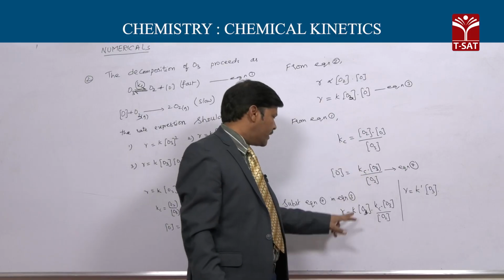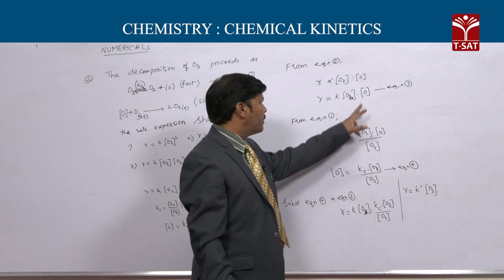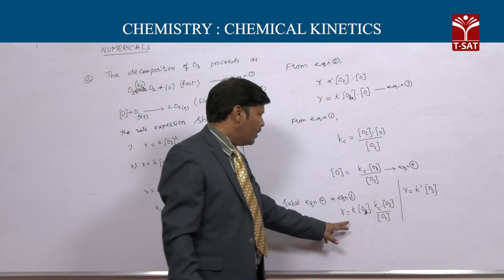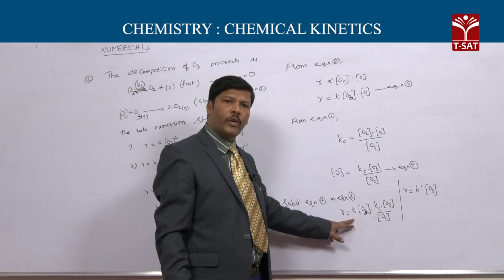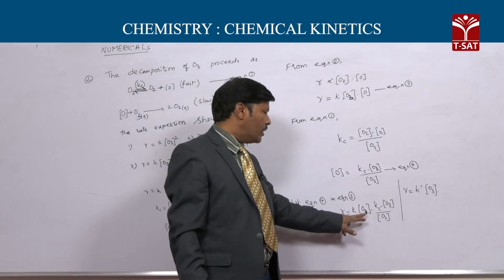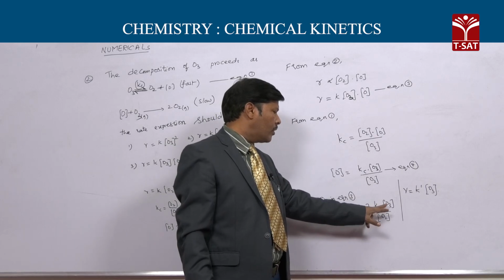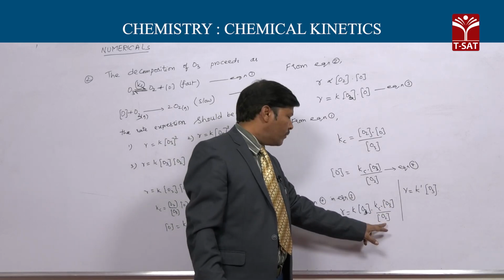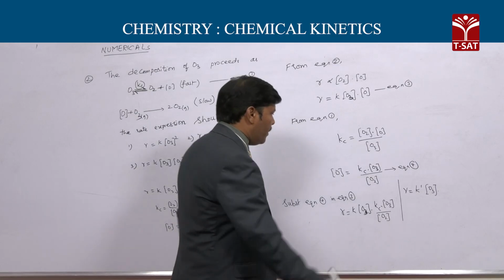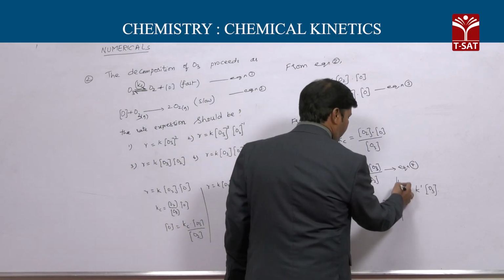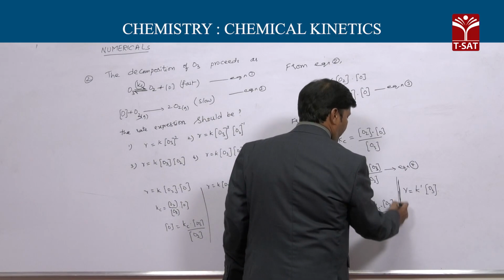So substituting this expression for nascent oxygen, it is now very clear that rate of reaction is equal to rate constant into concentration of O3 into equilibrium constant into concentration of O3 divided by concentration of O2. So that means this expression, and I am just working out the next step here.